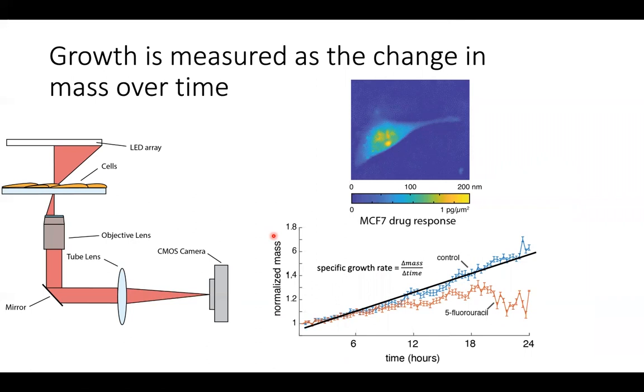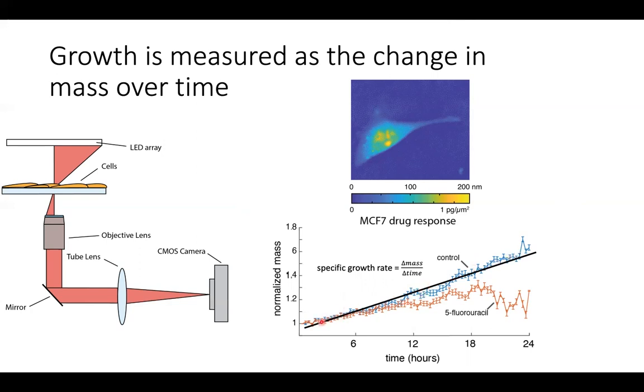When we measure cell growth in this way, the units are 1 over hours, and we call this a specific growth rate because it is readily compared to other cell growth measurements, such as cell counting. An important advantage of QPI is that it resolves growth dynamics at every point in time during the experiment. In this example, you can see that the control demonstrates robust growth throughout the entire experiment.